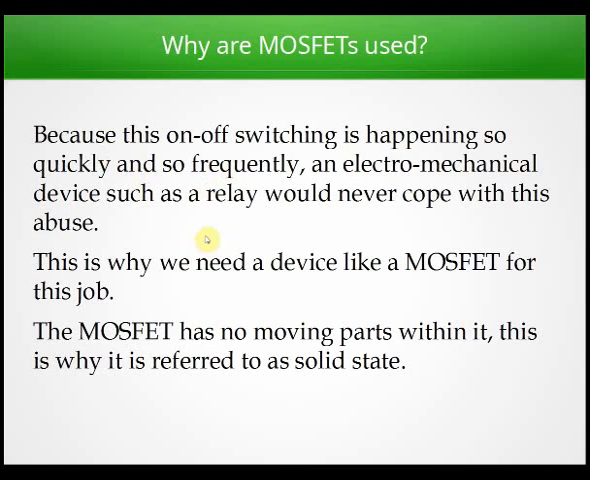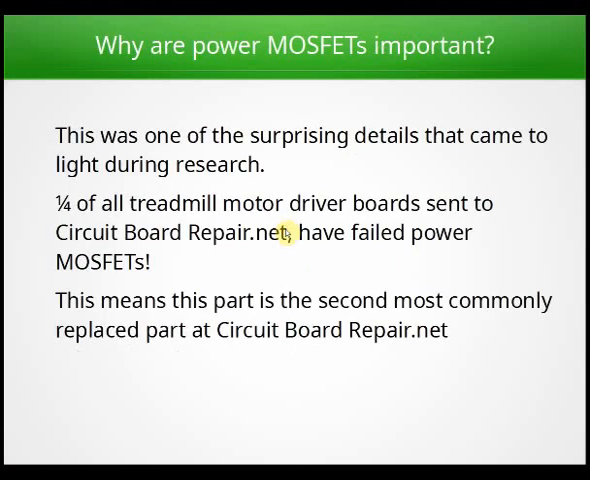Because this on-off switching is happening so quickly and so frequently, an electromechanical device such as a relay would never cope with this abuse. This is why we need a device like a MOSFET for this job. The MOSFET has no moving parts within it, and this is why it's referred to as solid state.